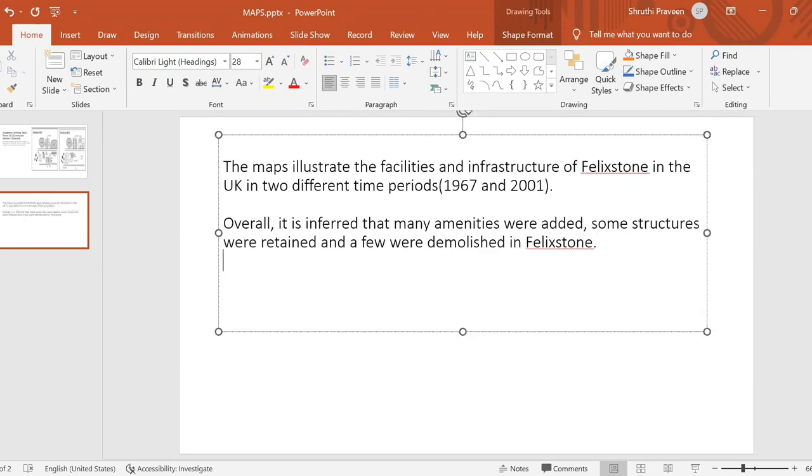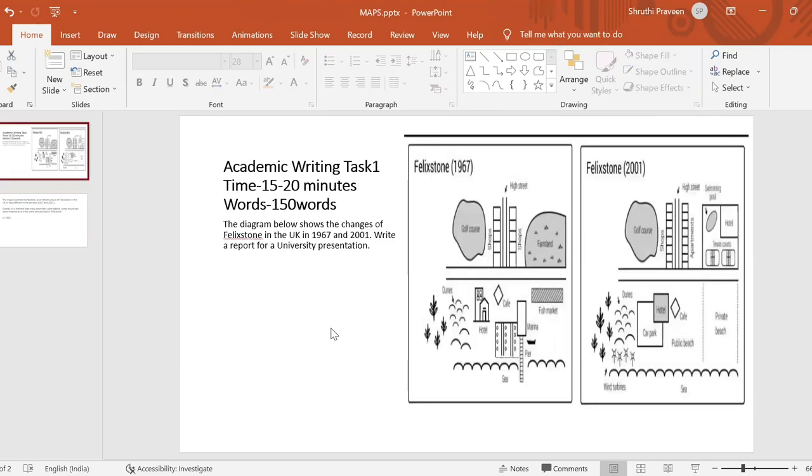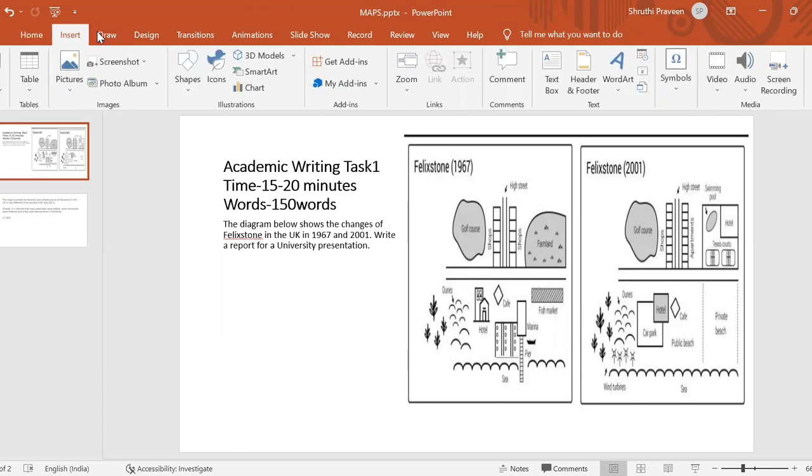Now I'm coming to the body paragraph. I'm starting with 1967. Now, in a map, always the directions are very important. So if possible, here I'm not able to show you, but in your booklet, you can draw a map.